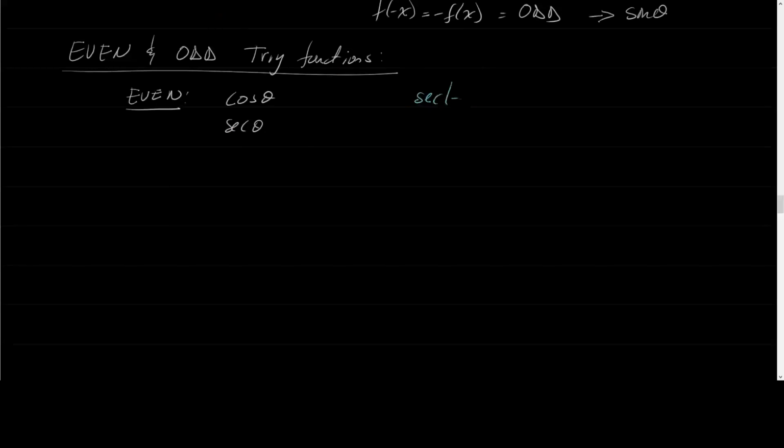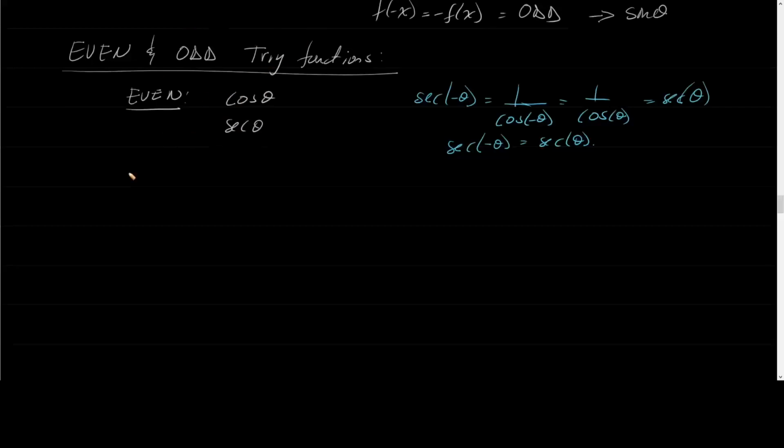If I had secant of negative theta, that would be 1 over cosine of negative theta. But we know that cosine is even, so it would be 1 over cosine of theta, and that's just simply secant of theta. So what we showed here is that secant of negative theta is equal to just simply secant theta. So the even trig functions are cosine and secant. The rest are odd. So sine theta, cosecant theta, tan theta, and cotangent theta. Those are all odd. And as far as cosecant, the proof looks very similar to this.